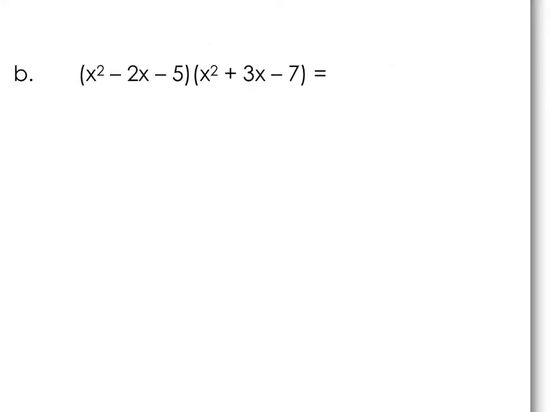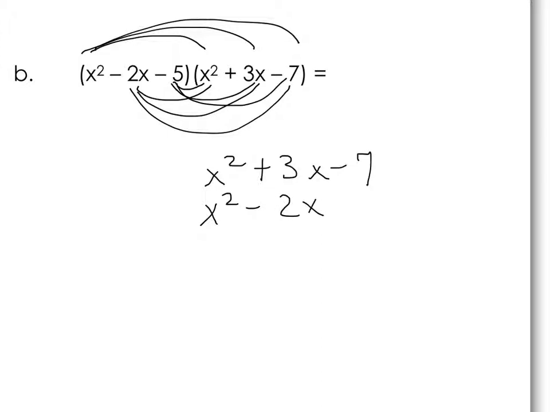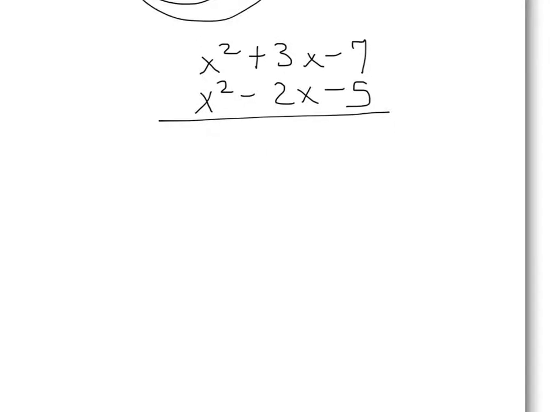Oh my goodness, with the spaghetti method, you're going to have to multiply each term in the first polynomial times each term in the second polynomial. It's really spaghetti this time. Let's try the vertical method. So we have x squared plus 3x minus 7. It doesn't matter which one goes on top. x squared minus 2x minus 5. Let's try to multiply these guys.